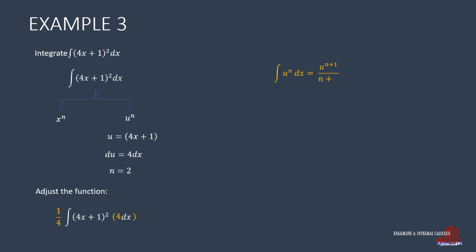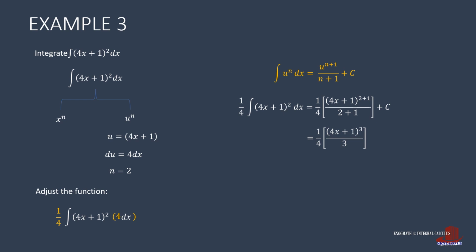Then we can proceed to the power formula, which turns out as a quarter of the quantity 4x plus 1 raised to 2 plus 1 all over 2 plus 1 plus c, simplified as 1/4 of the quantity 4x plus 1 cubed over 3 plus c, and further reduced as 1/12 of the cube of 4x plus 1 plus c.